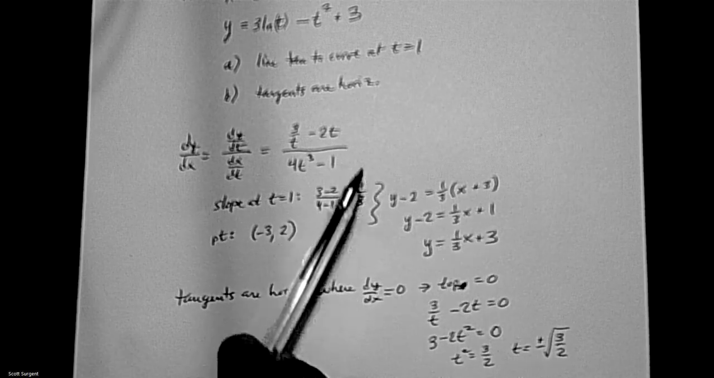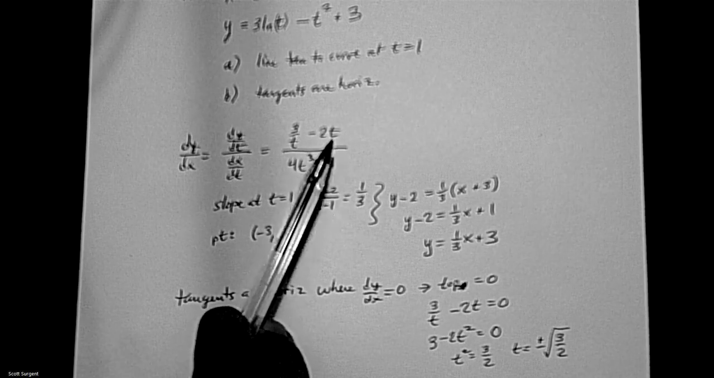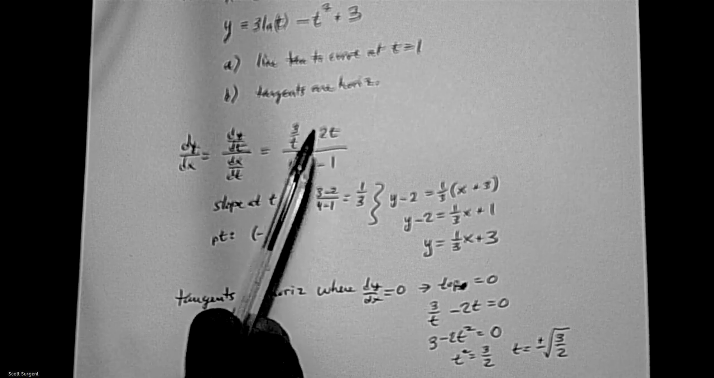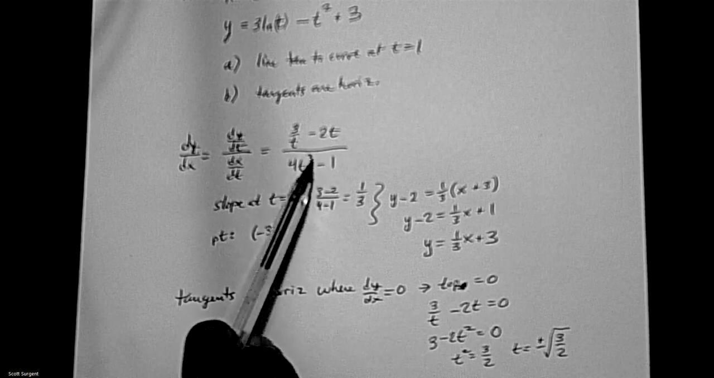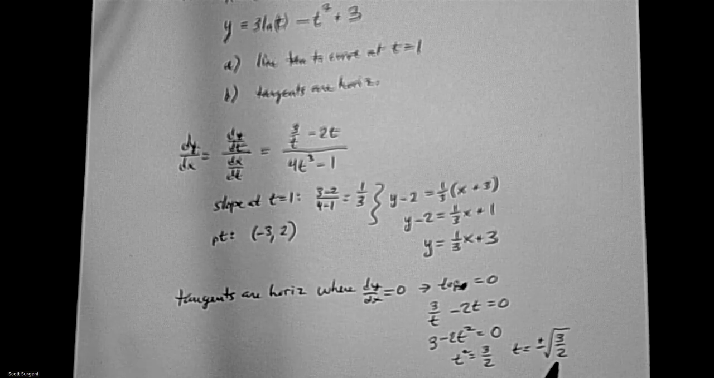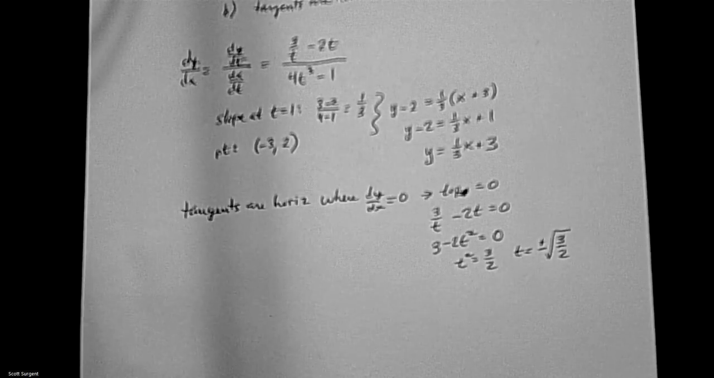Sometimes you might get a case of 0 over 0, in which case those usually turn out to be cusps. Those are little corners. In this case, these values will not make the bottom 0, so we're safe. All right, so let's take a look at number 2 on that same sheet. I'm going to share the screen again.